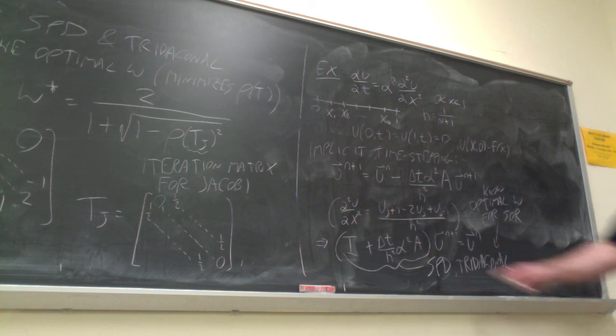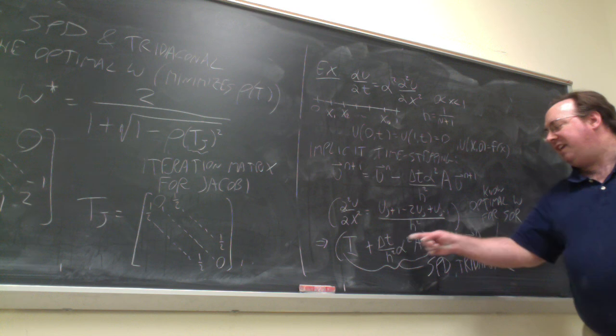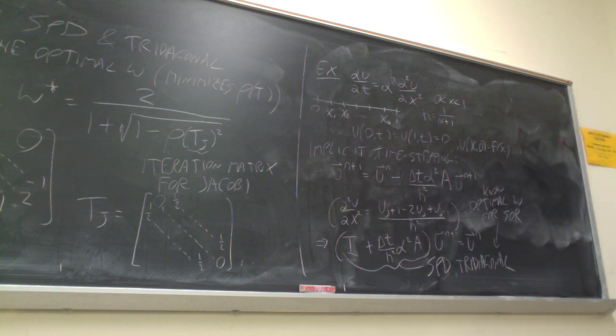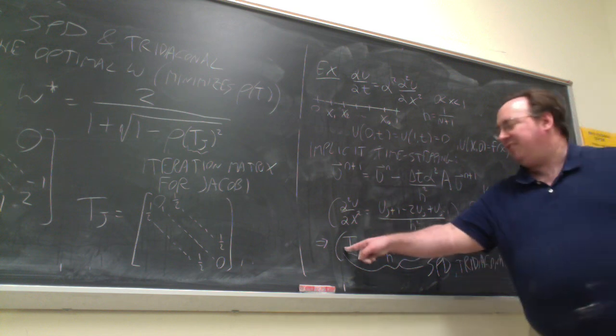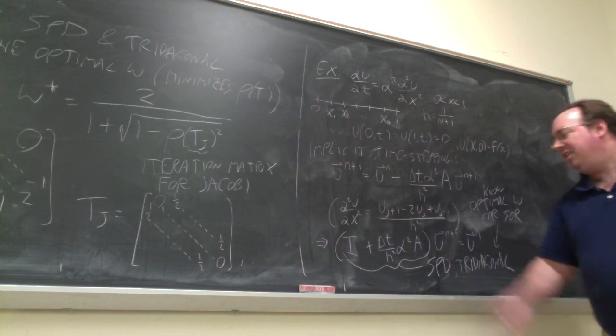Because A, being symmetric positive definite, has positive eigenvalues, we're multiplying it by delta t alpha squared over h squared. That's positive. So those eigenvalues remain positive. And then we add 1 to those eigenvalues, because we're adding the identity. So the eigenvalues are still positive. That's how I know from A being symmetric positive definite that this whole matrix is also.